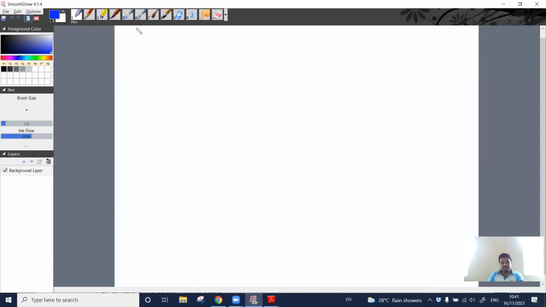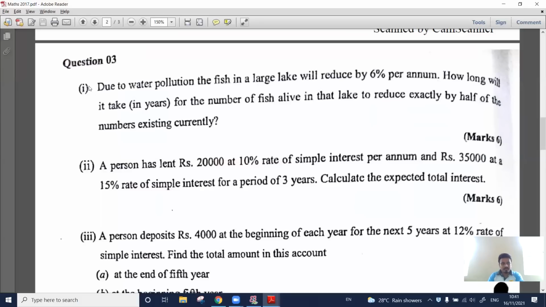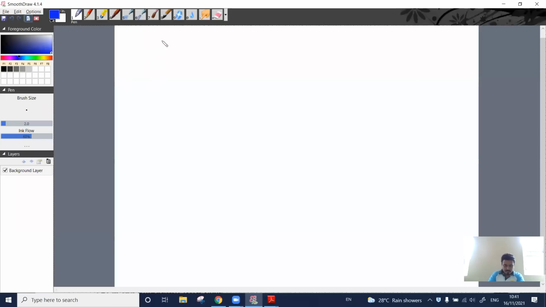Due to water pollution, the fish in a large lake will reduce by 6% per annum. Become year 1, year 2, year 3, likewise. So here we have, assume we have 100 fish.